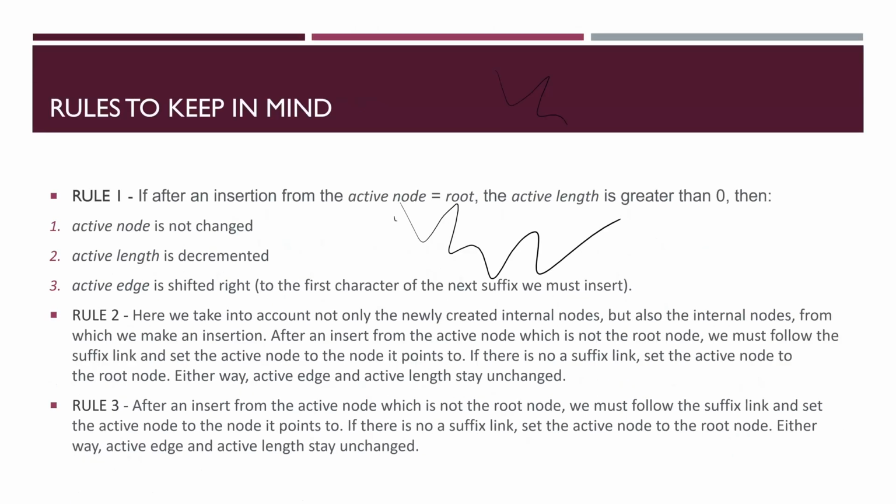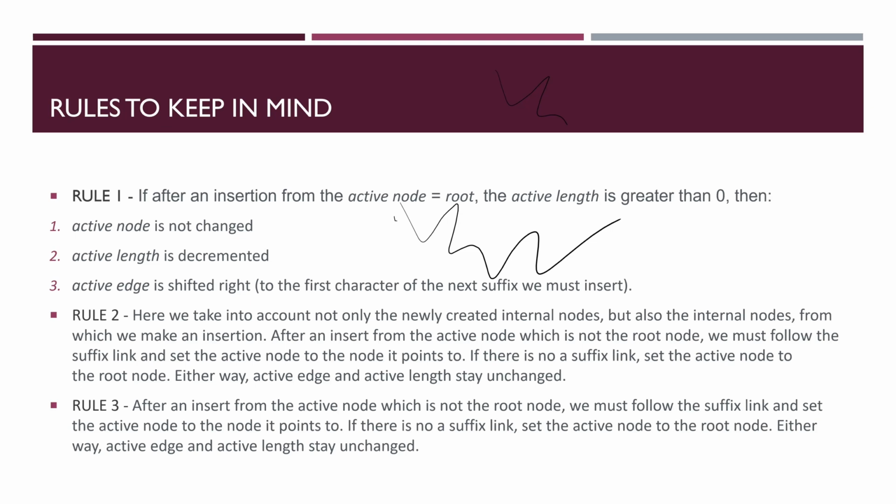So these are the 3 main rules which we should keep in mind before construction of Ukkonen's suffix tree. Rule 1: if after an insertion from an active node that is root, active length is greater than 0, then first, active node is not changed. Second, active length is decremented. Third, active edge is shifted right. So here rule 1 says that before beginning construction, we should add the character to the end of every leaf node.